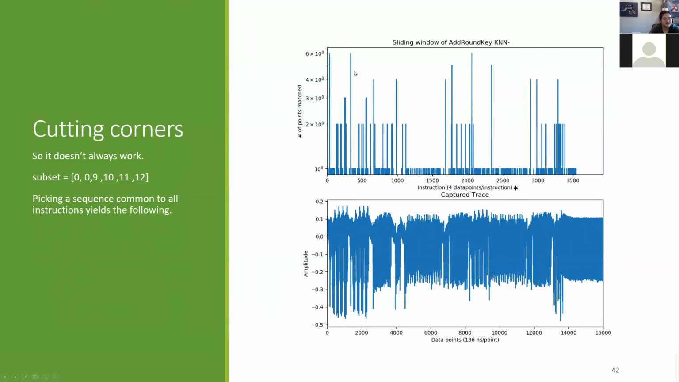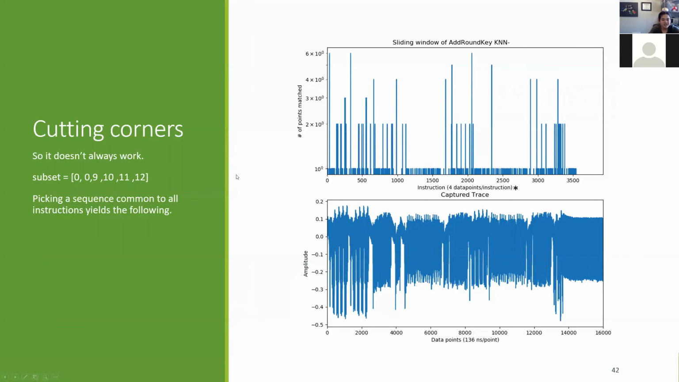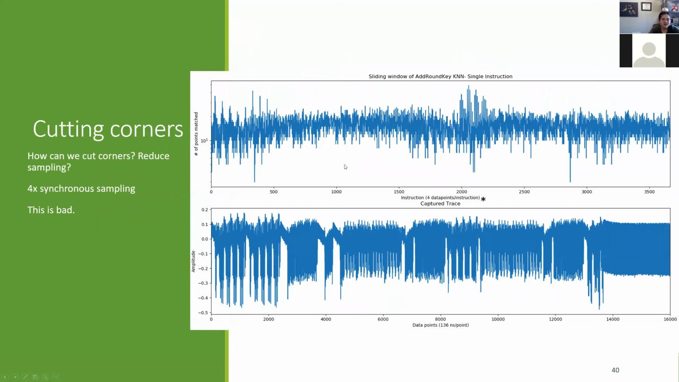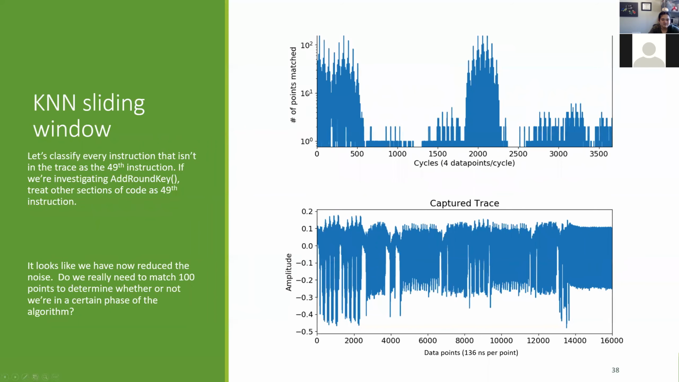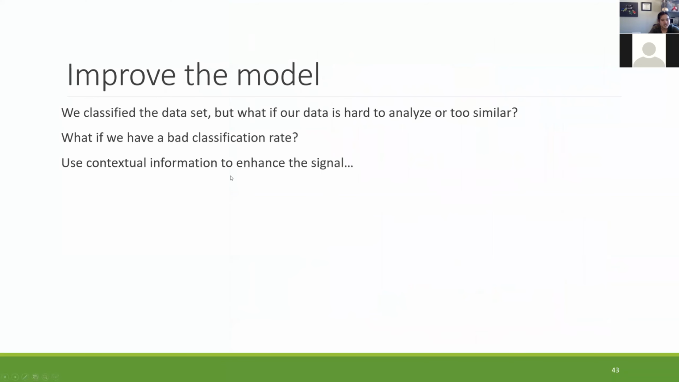This one doesn't work, right? Okay, so we're going to go back to how we improve this data. How do we improve the data that we collected? We can already see that we can determine where the add round key occurs in this function. But if we go back, what if the classification wasn't that good to begin with?